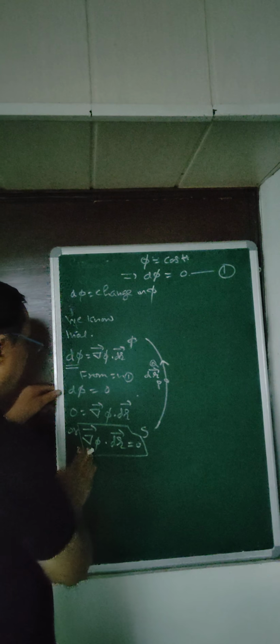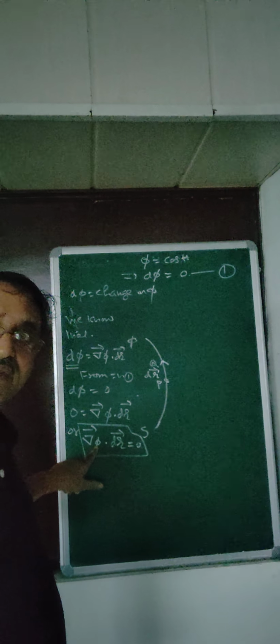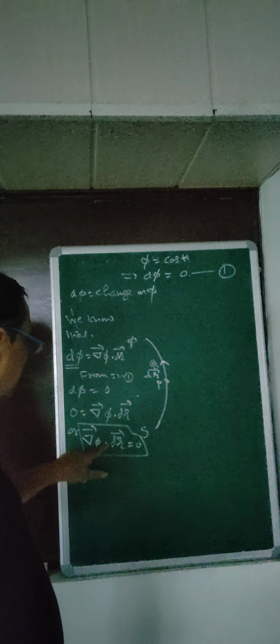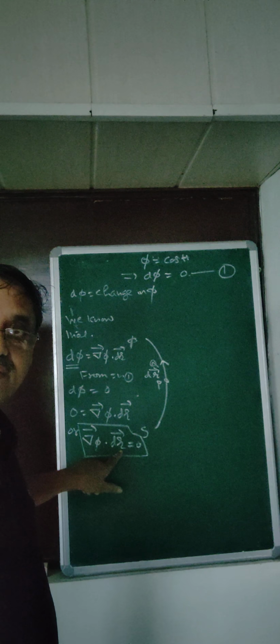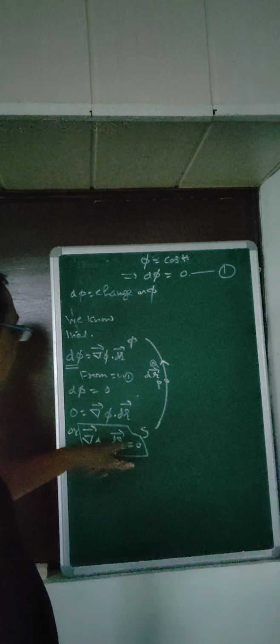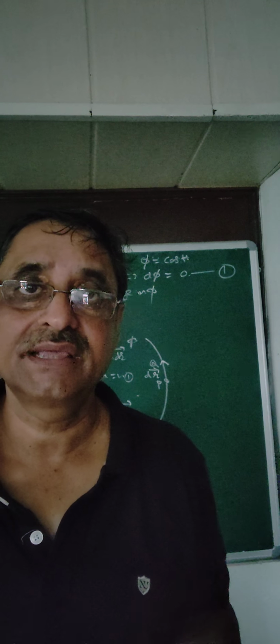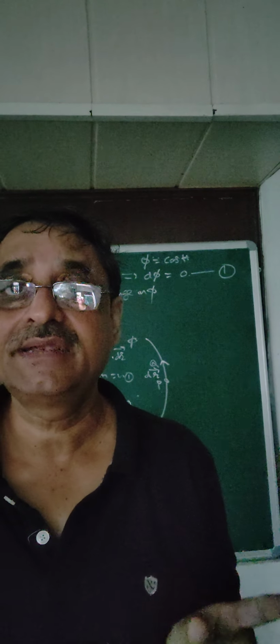यहाँ पे भी वही केस है. What we have written? We have written del phi dot dr equal to 0. You know, the gradient of a scalar function is a vector. So this is vector dot dr, which is again a vector, and the dot product of these two is coming out to be 0. अगर दोनों का डॉट प्रोडक्ट 0 आ रहा है, इसका मतलब dr और del phi के बीच में how much is the angle? It must be 90 degrees.